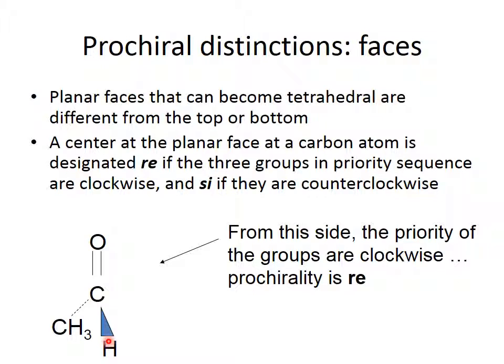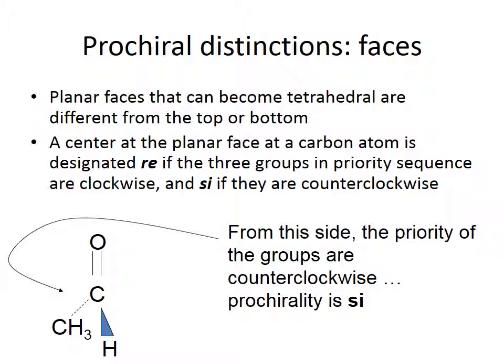Okay, so if I go ahead and look at the possible faces, what I do is put it on one face and assign priority to the groups. So the oxygen would be highest, methyl next, and then the hydrogen. If I flip this over so the hydrogen is on the right, the rotation would be counterclockwise, and I call it the Si face. If I flip this so the hydrogen goes to the left and the methyl to the right, I'm looking at a face where oxygen, then methyl, then hydrogen is a clockwise rotation, and I call that face the Re face. So this side is the Si, and the other side is the Re face.